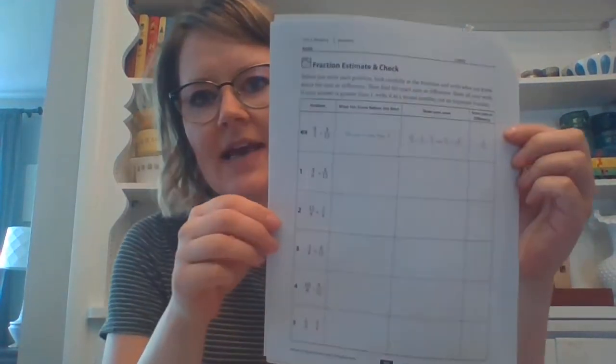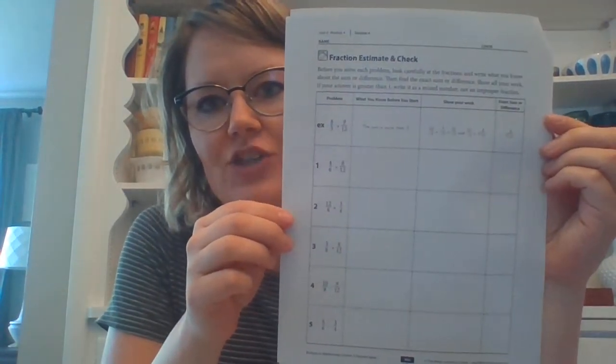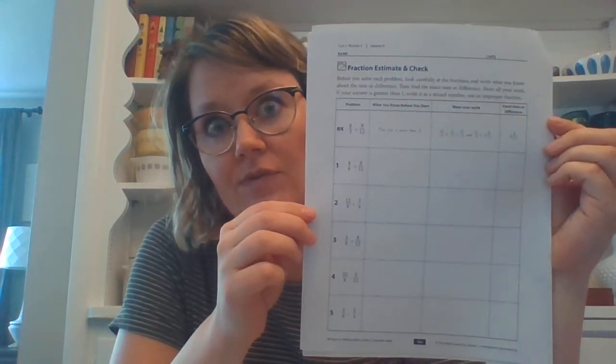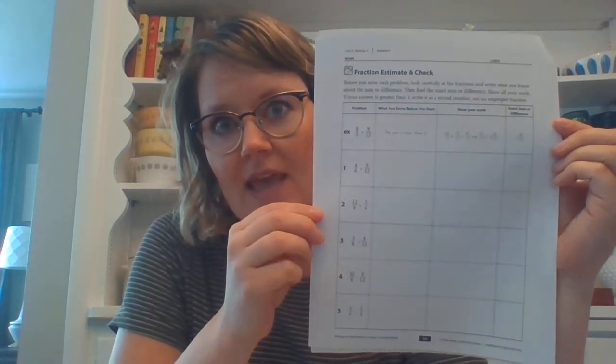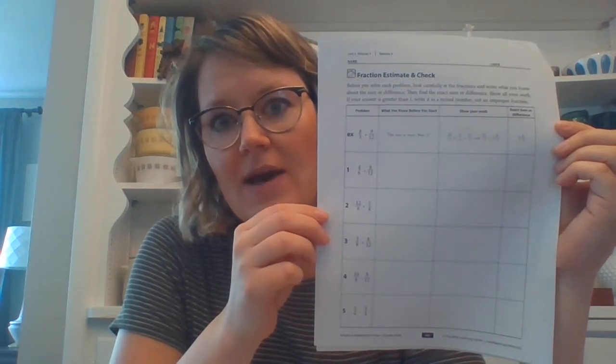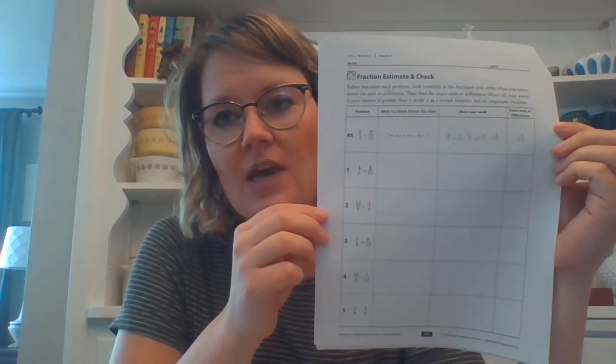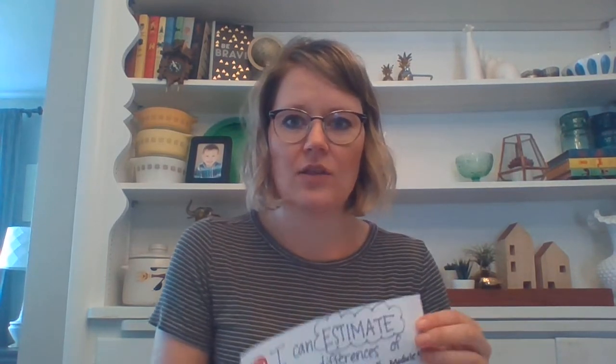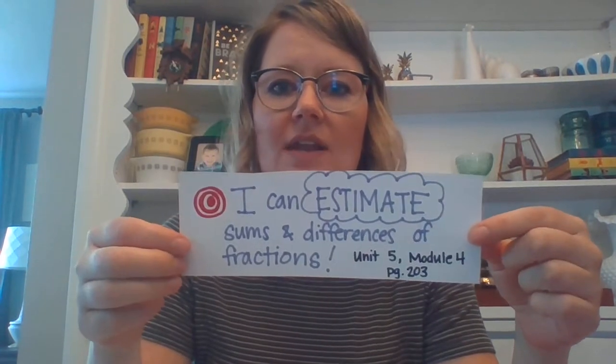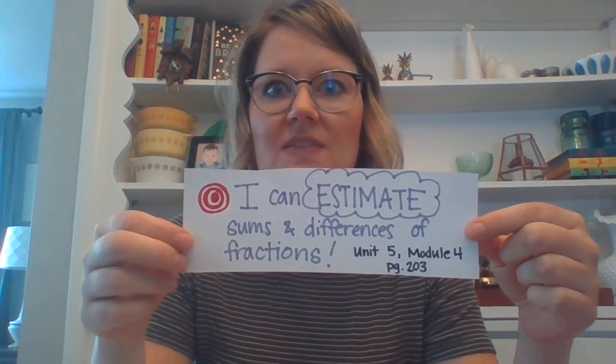It's called Estimate and Check. This is actually a review page. It reviews back to earlier in the year when we were talking about adding and subtracting fractions with different denominators. It also reviews a lot of the work you did in fourth grade with thinking about and comparing fractions to landmark numbers. So today, our learning target is that you can estimate sums and differences.